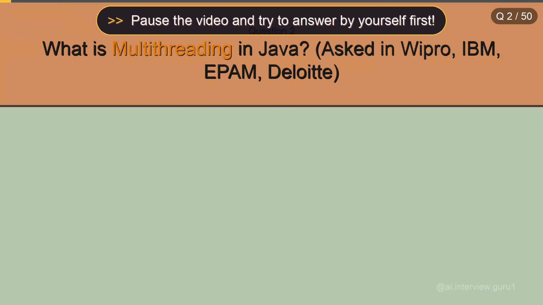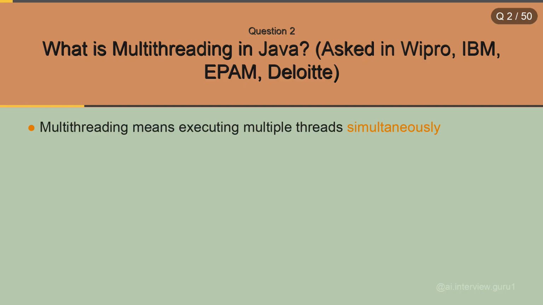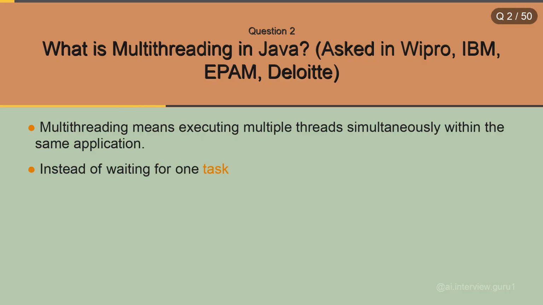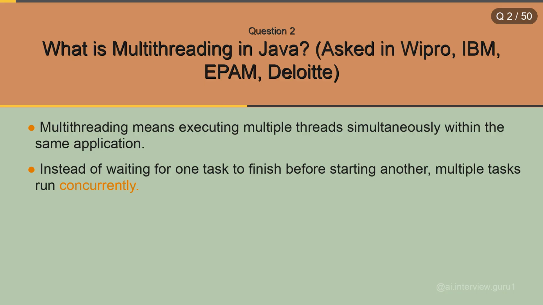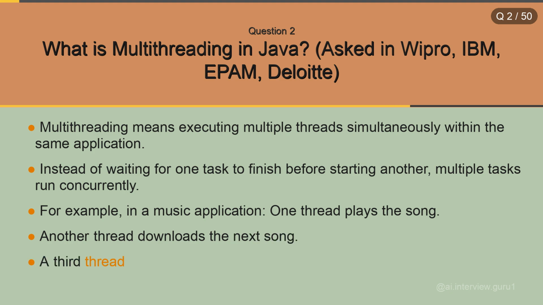What is multi-threading in Java? Multi-threading means executing multiple threads simultaneously within the same application. Instead of waiting for one task to finish before starting another, multiple tasks run concurrently. For example, in a music application, one thread plays the song. Another thread downloads the next song. A third thread updates the user interface. This improves responsiveness and better utilizes CPU resources.